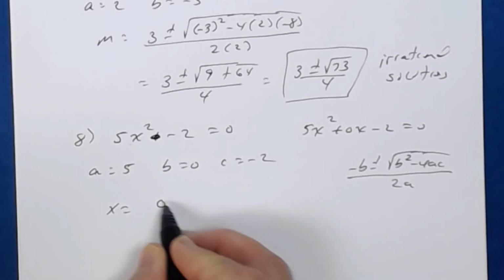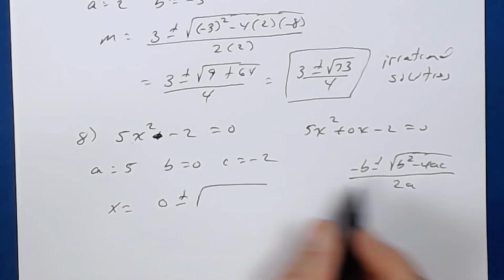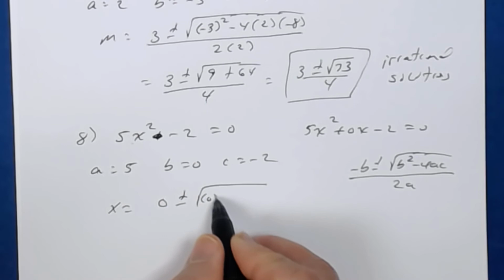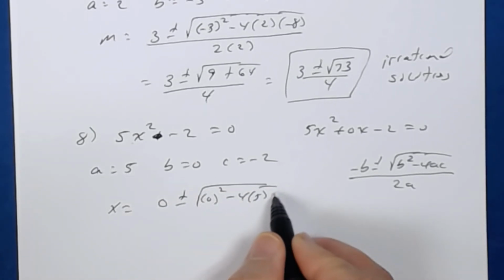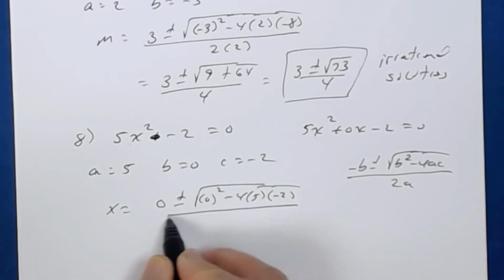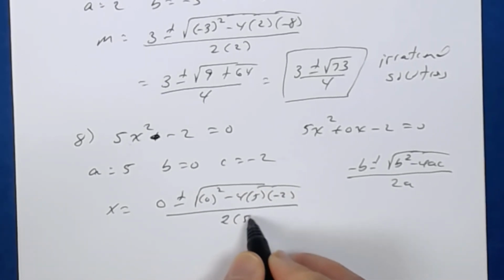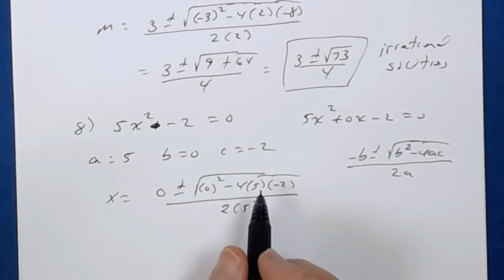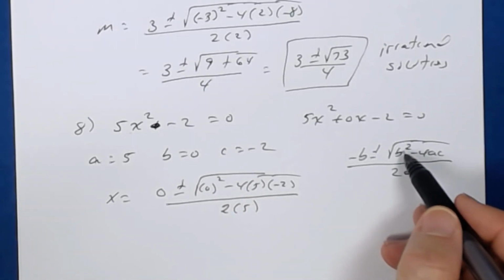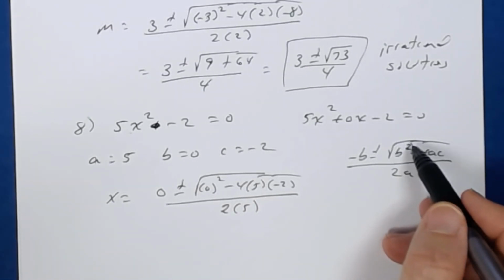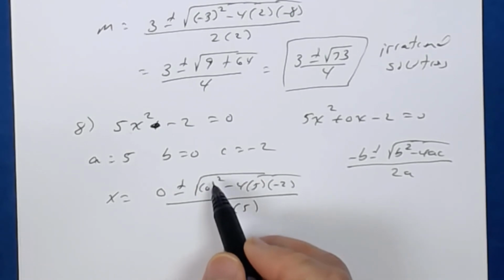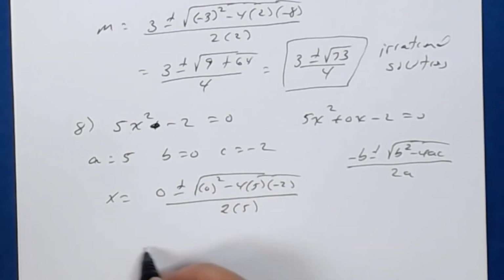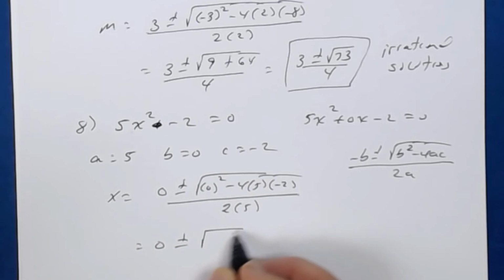So x equals 0, plus or minus the square root of b squared, b is 0, go ahead and put it, squared, minus 4 times a is 5, times c, which is negative 2, all divided by 2 times a, which is 5. Okay? Now remember with our discussions, we said b squared will either be positive or what other number can b squared be? 0. Remember, it can never be negative. And in this case, what is it? It's 0, because 0 times 0 is 0. So I get 0, plus or minus the square root of 0.